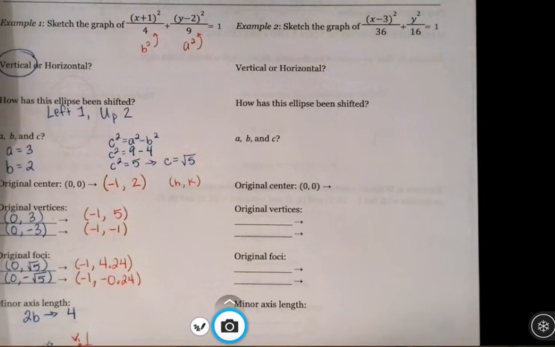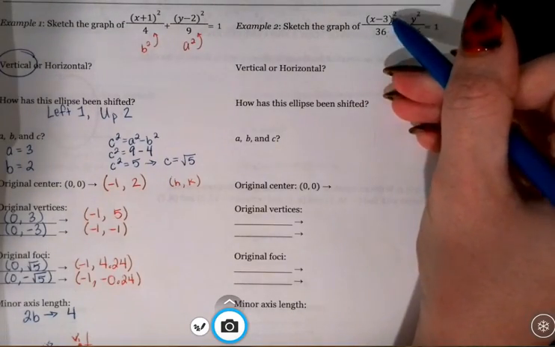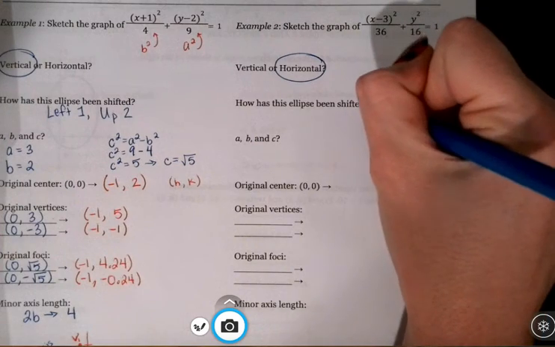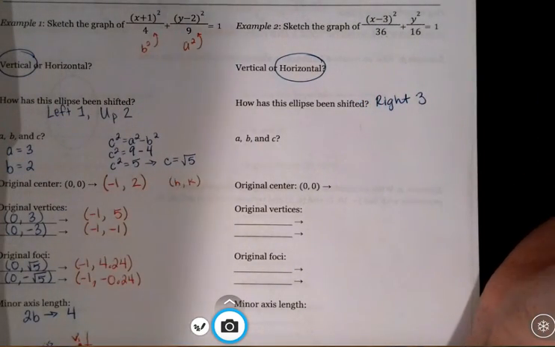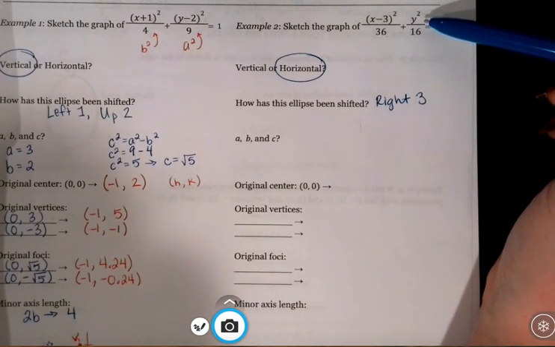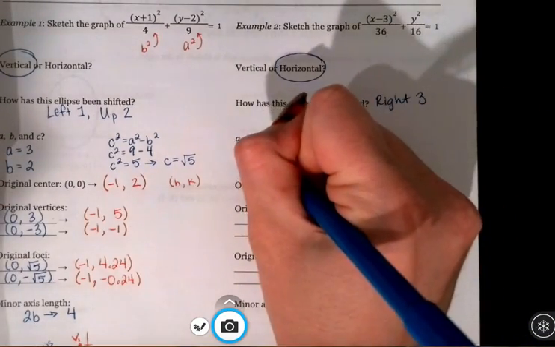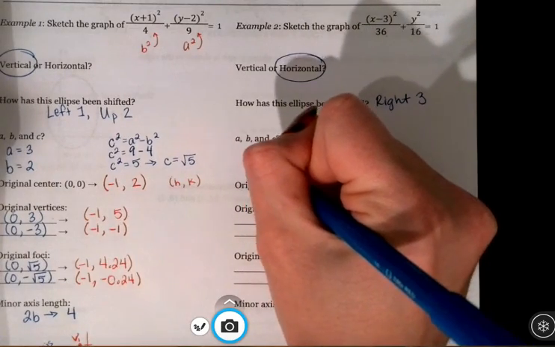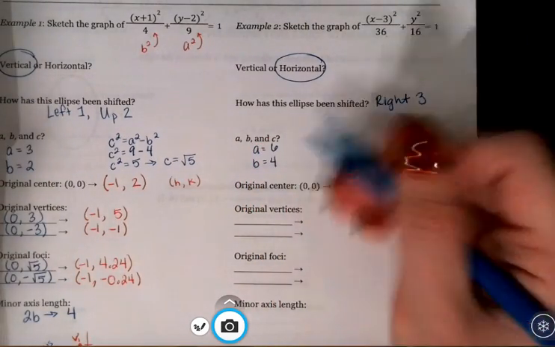So for this one, I notice larger denominators under my x, so I know it's horizontal. It has been shifted right 3 units, and it hasn't been shifted up or down because nothing is being added or subtracted to the y. So I can find my a, b, and c. A squared is 36, which means a is 6. B is 4. Since b squared is 16, I take the square root of it to get b.